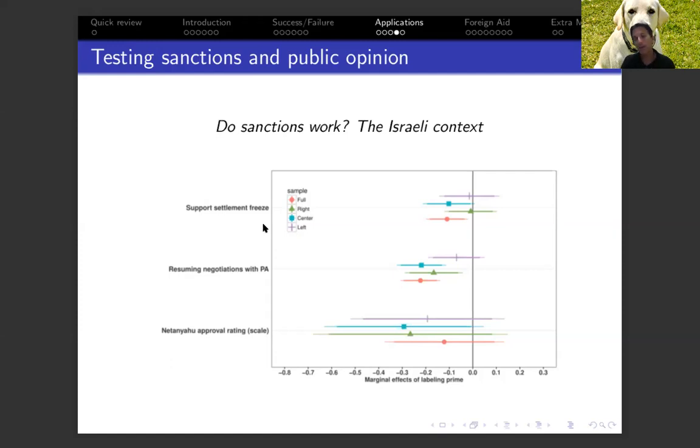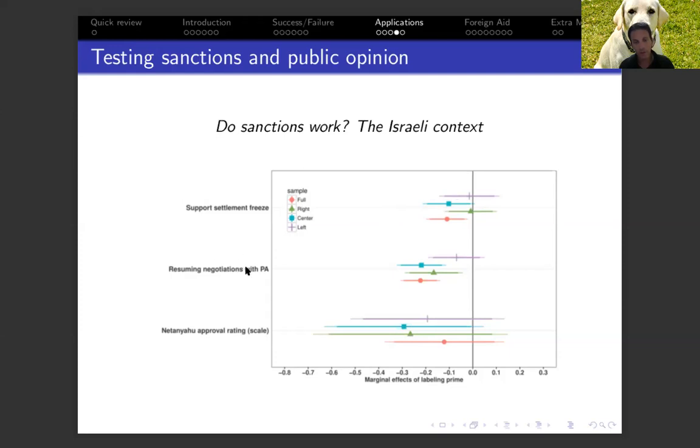Instead of leading the public, creating those economic costs on the public and leading the public to put pressure on the government to freeze the settlements, which was the idea behind those specific sanctions that they talk about, then it has the opposite effect. This is also prevalent, for example, here for the part of the respondents which are fitting with the center political orientations.